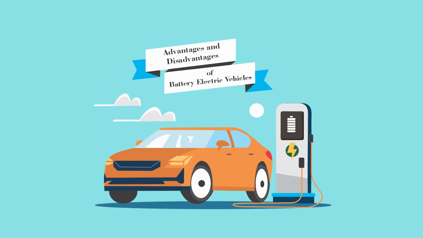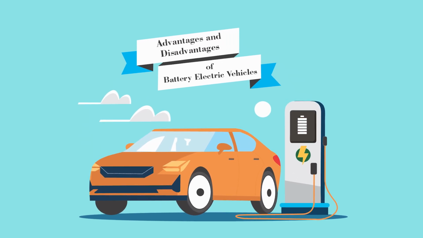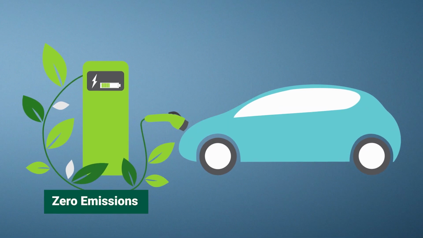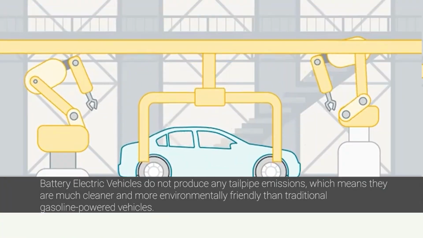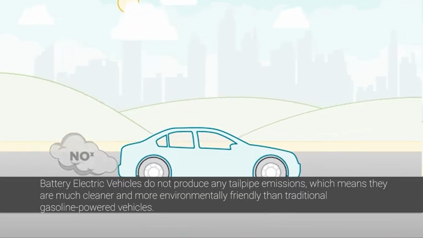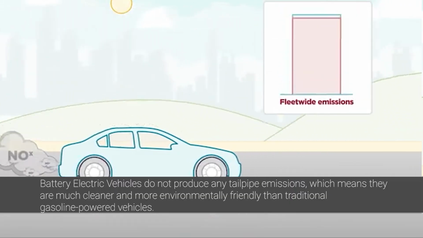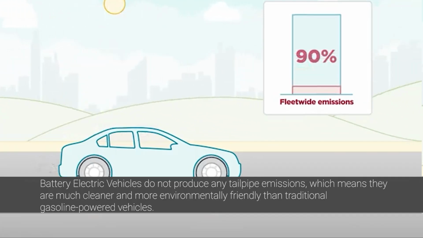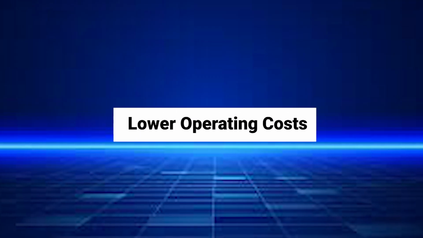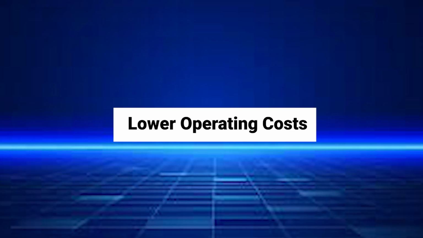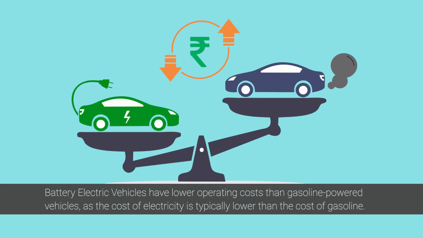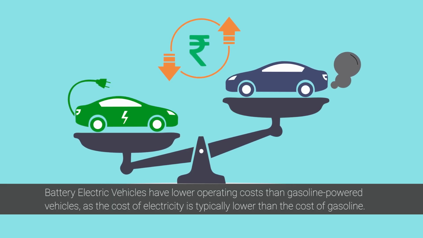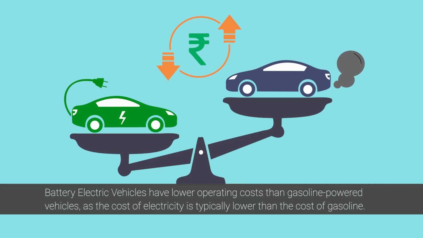So let's discuss the advantages of battery electric vehicles. First, zero emissions. Battery electric vehicles do not produce any tailpipe emissions, which means they are much cleaner and more environmentally friendly than traditional gasoline-powered vehicles. Second, lower operating cost. Battery electric vehicles have lower operating costs than gasoline-powered vehicles, as the cost of electricity is typically lower than the cost of gasoline.